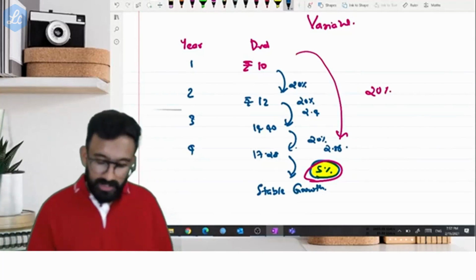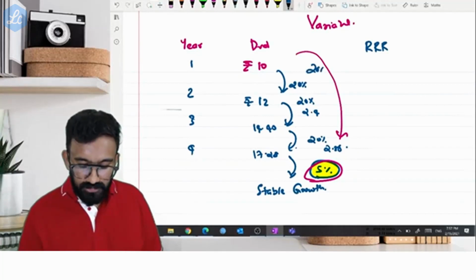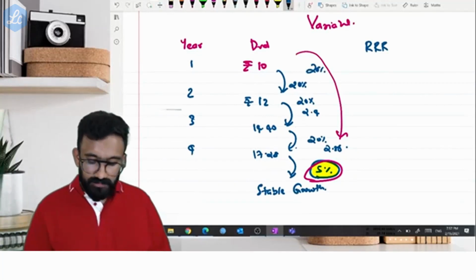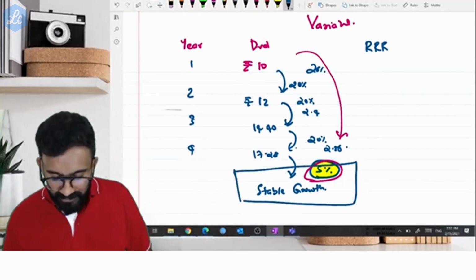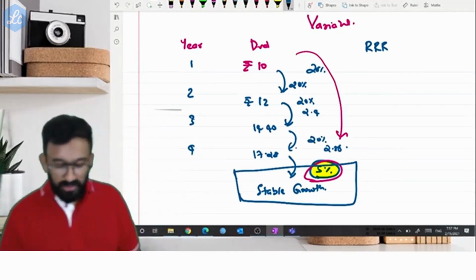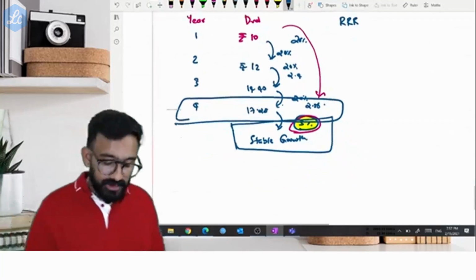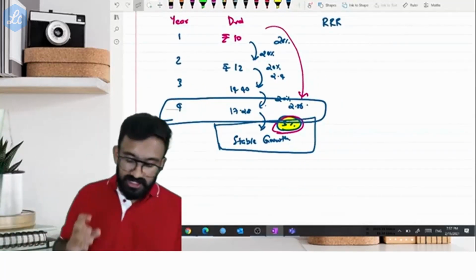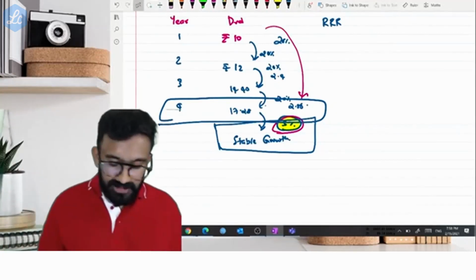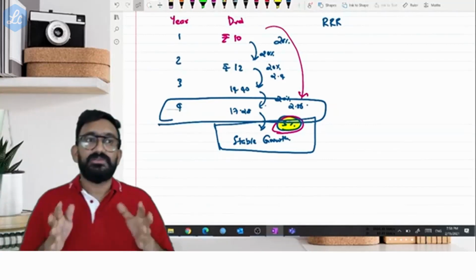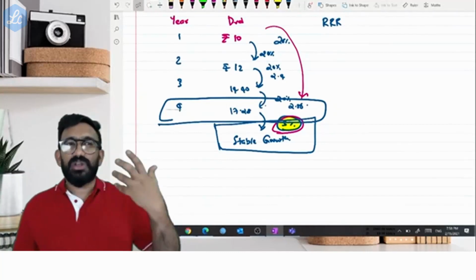Now I will have a required rate of return, which is my discount rate. I can discount all this, but now I have a stable growth that is going to happen from year 4 onwards. This is a very tricky understanding that you need to have, but without this particular understanding on what I'm going to do next on computing the present value, your whole concept of present value computation is on a stall.